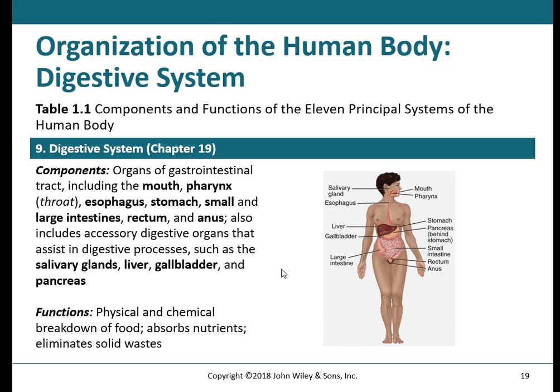Okay. Digestive system, you can see here mouth, throat, esophagus, stomach, small and large intestines, rectum, anus. And you also have a lot of what we call accessory organs, salivary glands, liver, gallbladder. So this is all the physical, chemical breakdown of food, absorbing of the nutrients, and eliminating the solid waste so that we can maintain homeostasis and make energy.